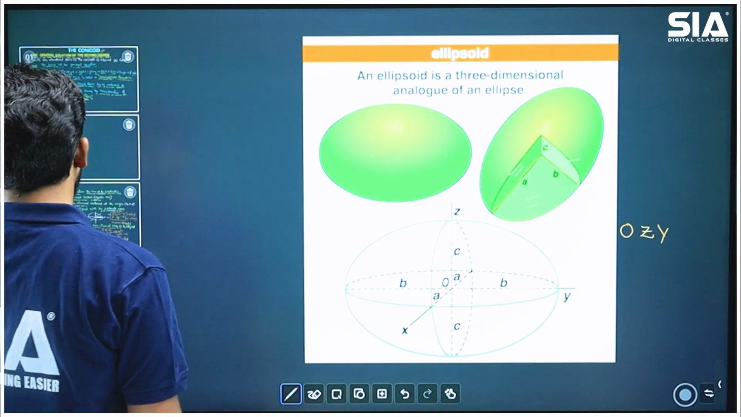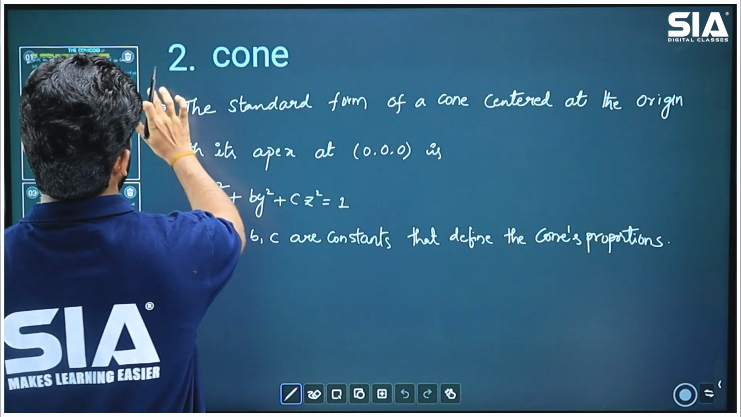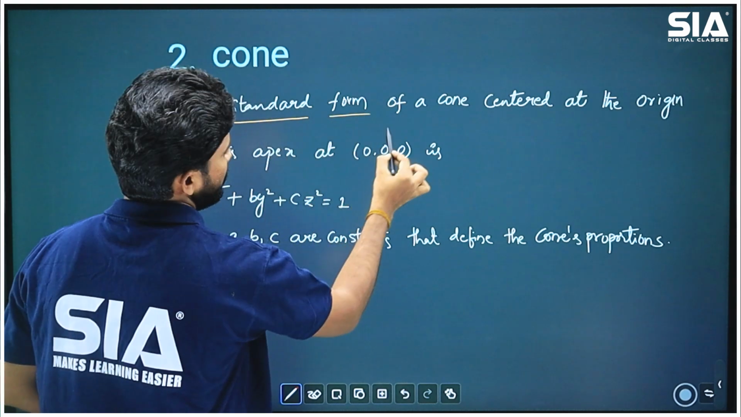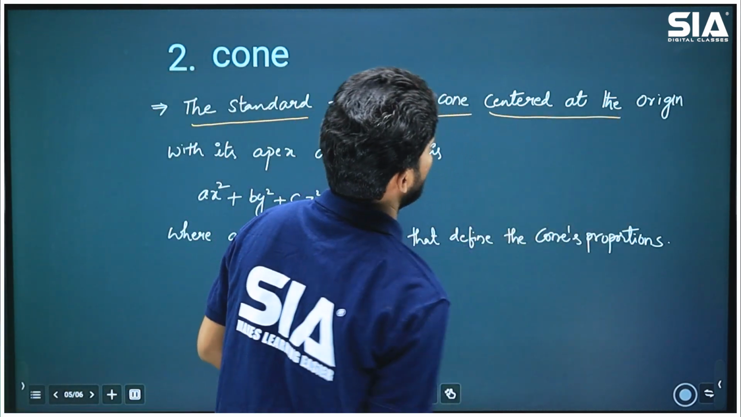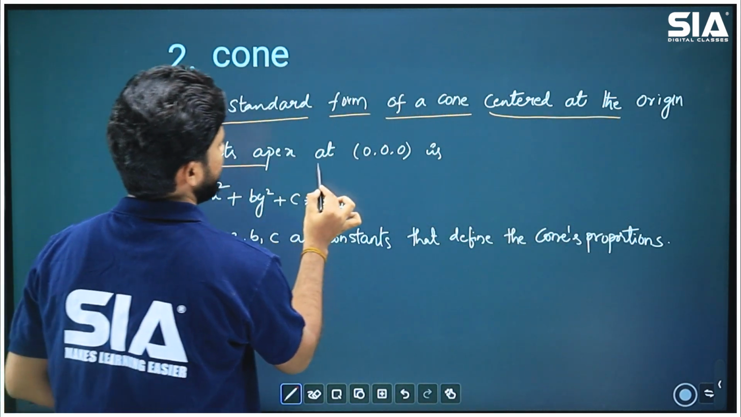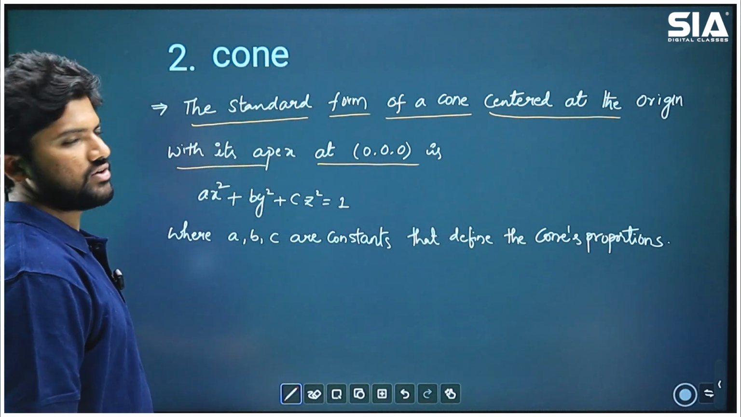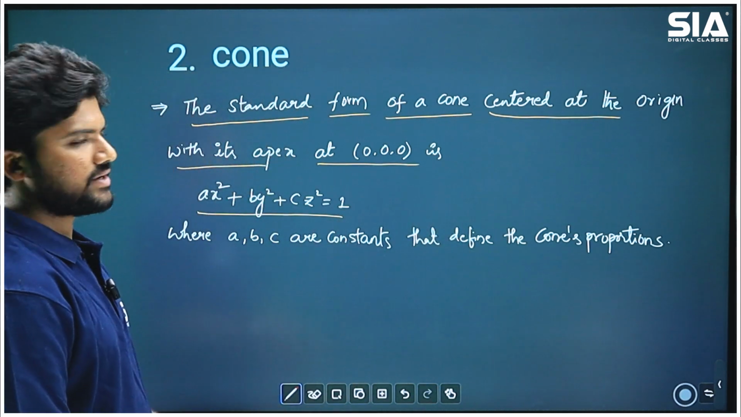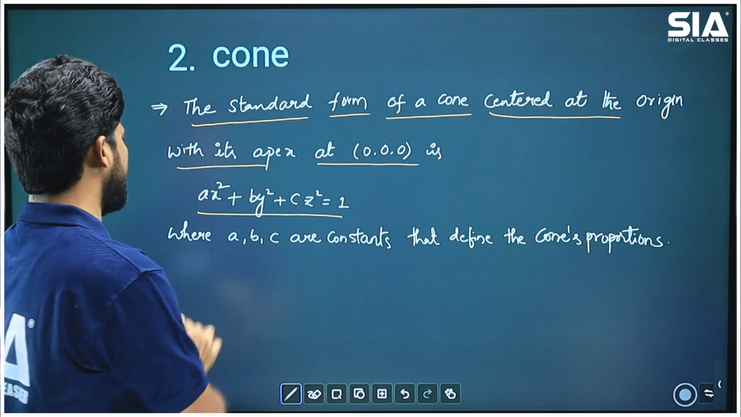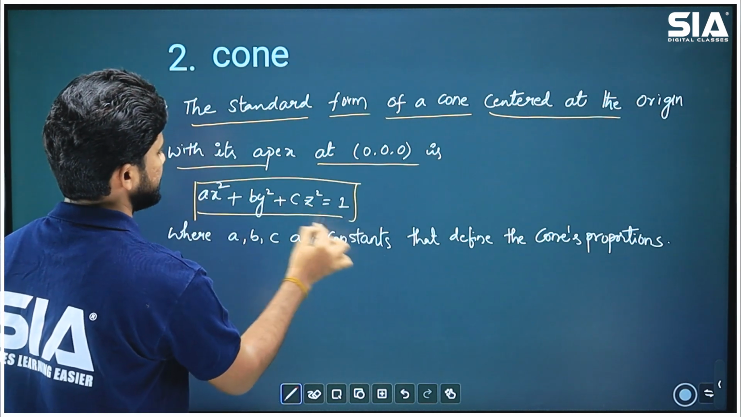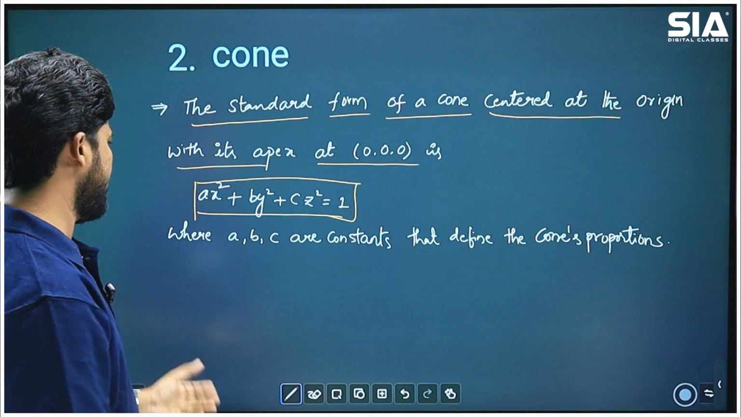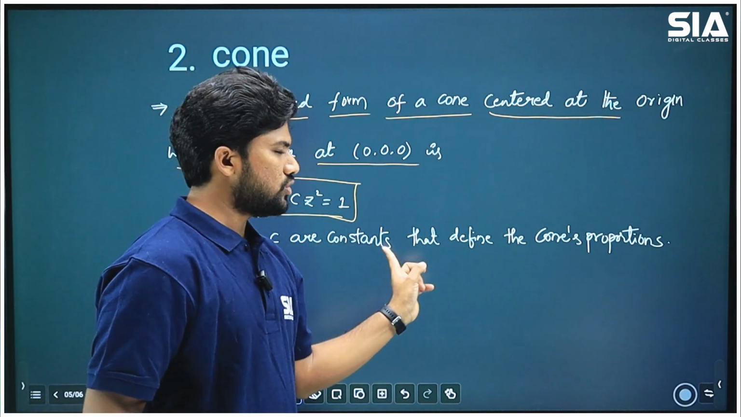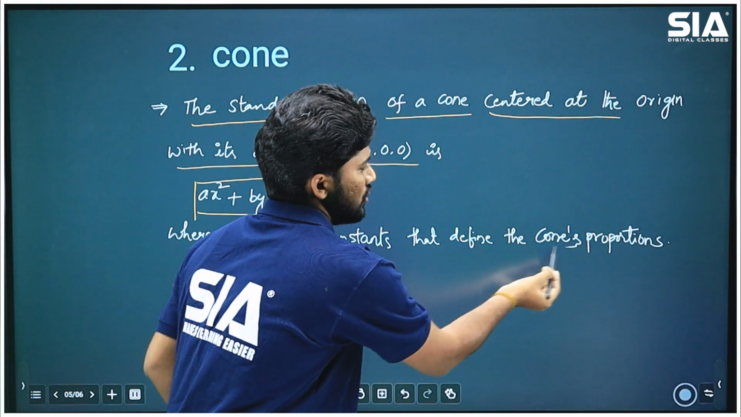The next point is the cone. The next conicoid is the cone. The standard form of a cone centered at the origin with its apex at 0 comma 0 comma 0 is ax square plus by square plus cz square is equal to 1. This is the equation of a cone centered at the origin, where a, b, c are constants. Those constants define the cone's proportions.